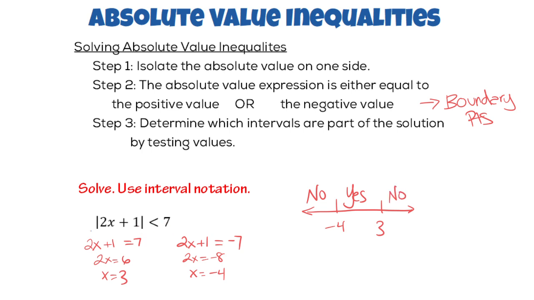So wherever I wrote yes, it worked in that absolute value inequality. I'm writing the solution using interval notation. This is not an or equal to. That means I'm going to be using parentheses, -4 to 3.